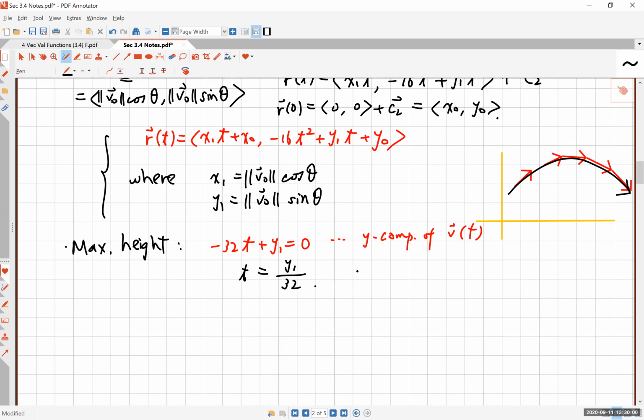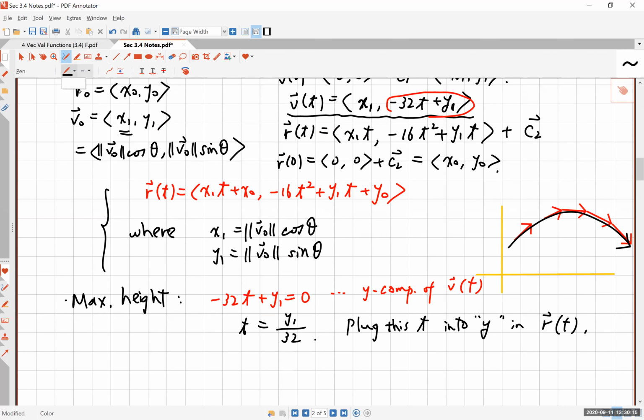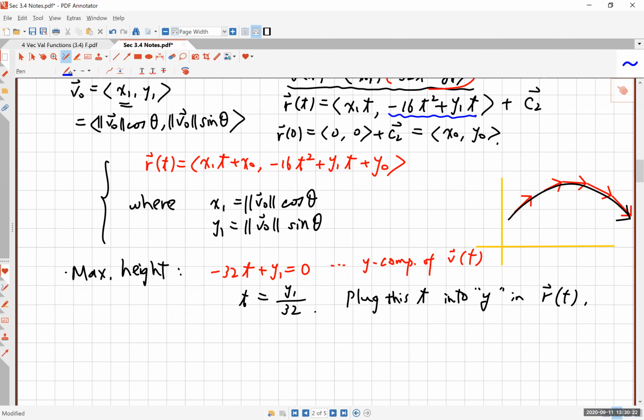And so now you plug this t into the y in r of t, the y in the position function, this thing, okay, you plug that t in there, and then that will give you the height, or the y component, or the y coordinate, which is the height of this projectile at this time t, right? So that's not too bad. I will show you an example of this in just a minute.